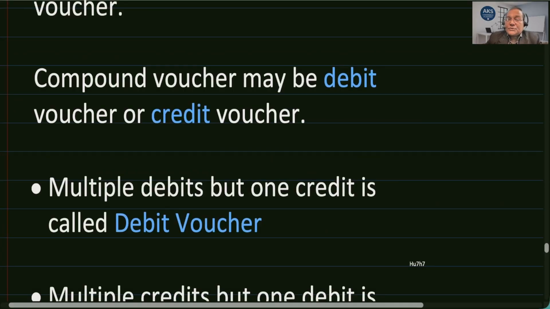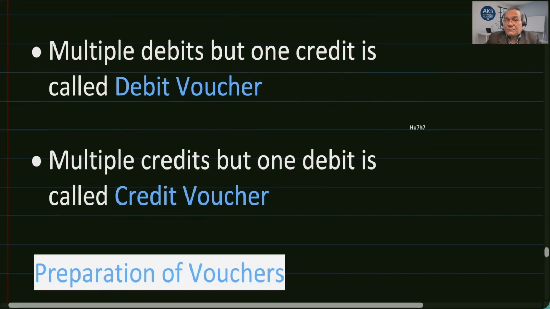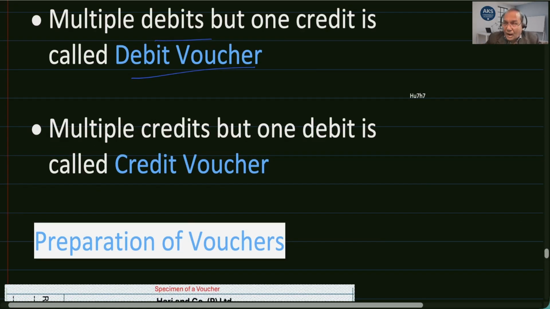So compound vouchers may be debit vouchers or credit vouchers. Multiple debits but one credit is called a debit voucher. More debits, so debit voucher. More credits, so credit voucher. Multiple credits but one debit is called a credit voucher. So if more debits are done and one credit is done, it is a debit voucher. If more credits are done and one debit is done, it is a credit voucher.